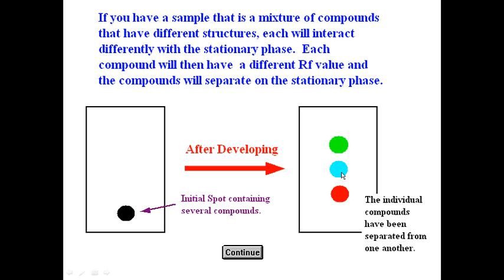If we see a single spot, it could be that our solvent wasn't good enough to differentiate between multiple components. Or sometimes if we just have a single spot, we might want to look at how far it moved up the plate as sort of a screen for its identity.